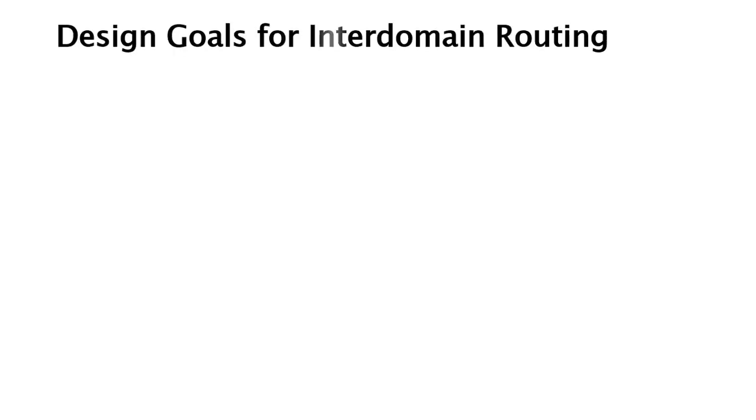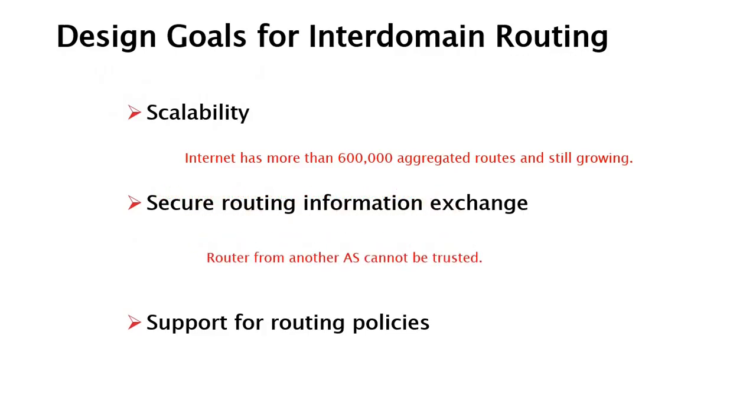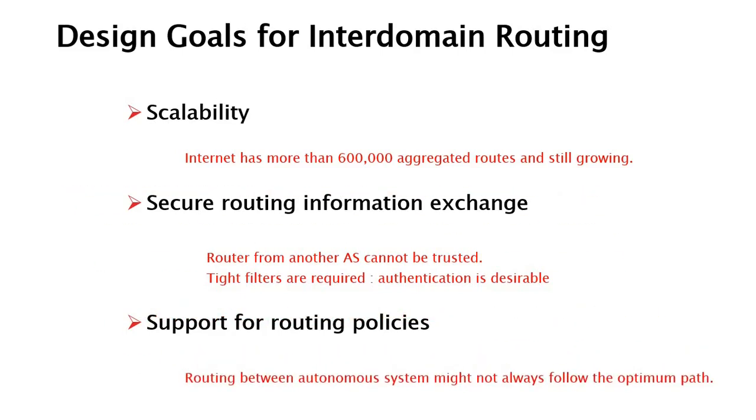Goals for interdomain routing: scalability, secure routing information exchange and support for routing policies. Scalability is nothing but right now we have 6 lakh routes and it is still growing. With respect to secure routing, routes from another AS cannot be trusted. That's the main thing you have to know about it. So for that, tight filters are required as well as authentication is desirable. For supporting routing policy, routing between autonomous systems might not always follow the optimum path which we are experiencing. So exterior routing protocols have to support a wide range of customers. That is the requirement.